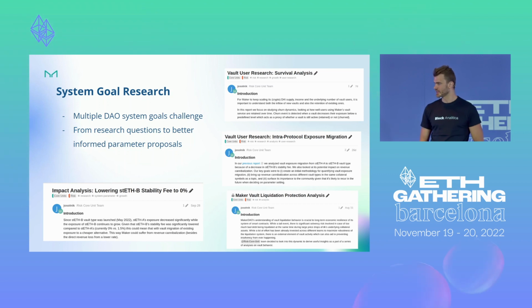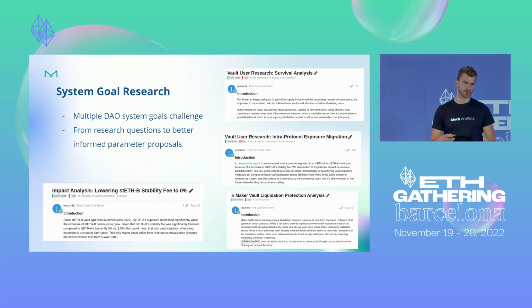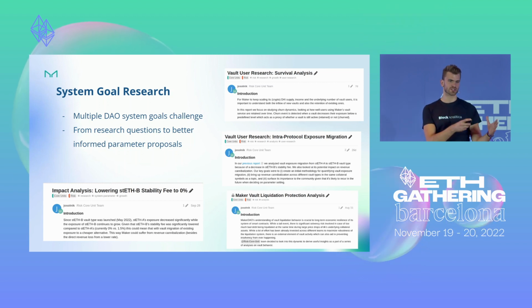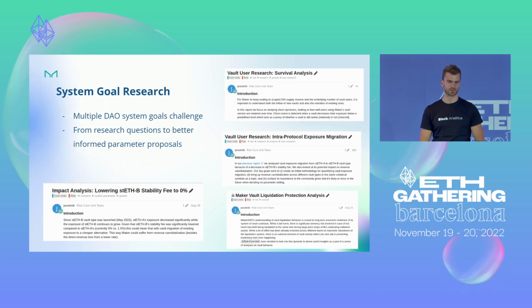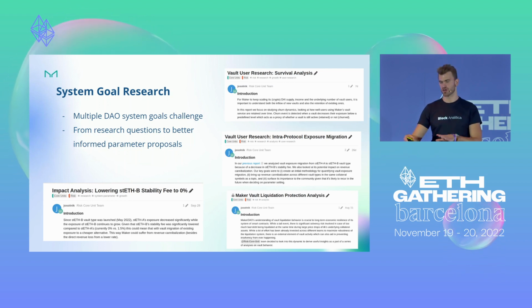One example is the impact analysis, and this is a deep dive into a specific decision that was made by the DAO governance. And it was lowering the staked ETH B stability fee to 0. And then the question was, because there was a large exposure at staked ETH A, we were interested in how much of that exposure migrated to staked ETH B, which can cause cannibalization, right? Income cannibalization. So that's the negative effect, right? Because you have certain exposure, and you could charge 1.5% or something for that, or charge 0.